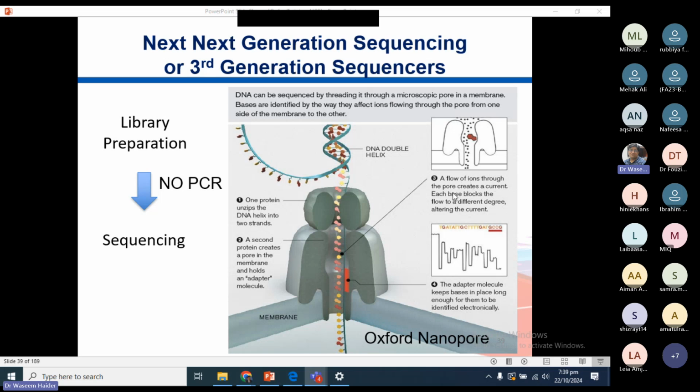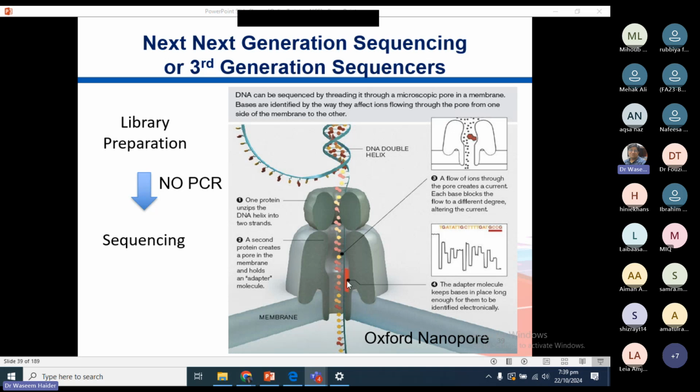A flow of ions through the pore creates a current. Each base blocks flow to a different degree. So you allow some ions to move. As those ions move, they strike those nucleotides, right? And that generates some electrical signal.